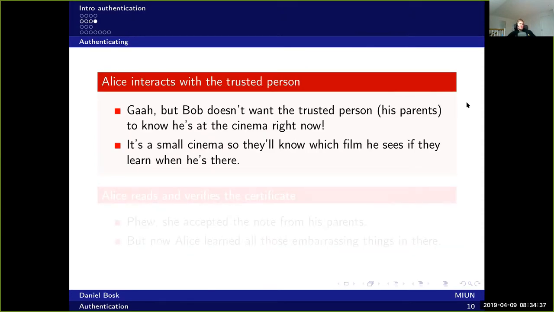So consider if Alice interacts with a trusted person directly. Say, for instance, that Alice knows Bob's parents. Then whenever Bob comes there and wants to enter the cinema, Alice calls Bob's parents and says, hey, I know Bob is your son. How old is he now? Is he older than 15, because he wants to see this movie? And that, of course, would reveal a lot of information about Bob's behavior to his parents in this case, or some other authority.